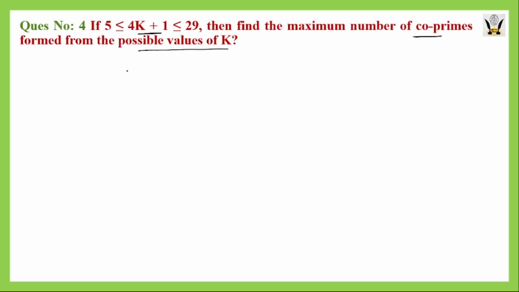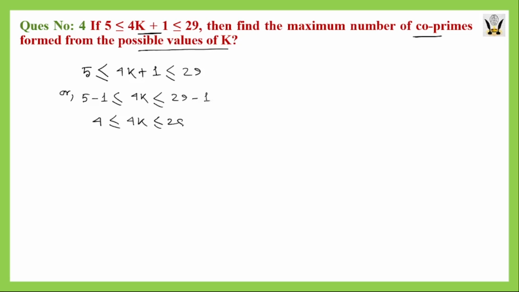So from this given relationship, what we can conclude is that on all sides, if we subtract 1 from all these values, then 4k plus 1 will become 4k, and this will be 49 minus 1. So it will be 4, and then 4k, and then it will be 48.